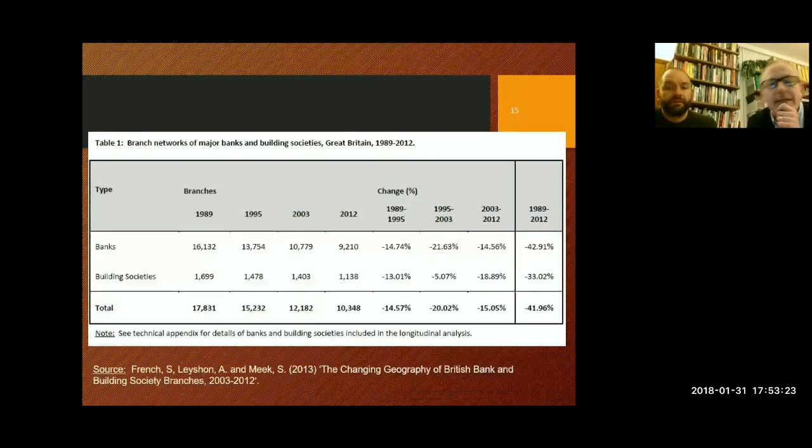And this database, which, as I said, started in 1989, then 1995, and Sean and I have updated twice, for 2003 and 2012, and we're hoping to do that again, has illustrated that over this 20-year period there's been a decline of 40% in the number of branches of banks and building societies, which are the UK's equivalent of savings and loans. They lend predominantly for housing, or they do all kinds of other things these days as well.